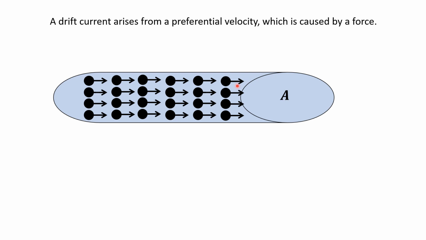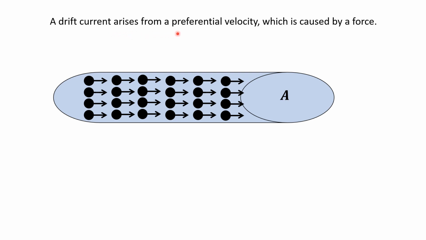And the type of current that arises from a gas of particles having a preferential velocity is called a drift current. So that's the definition of drift current.